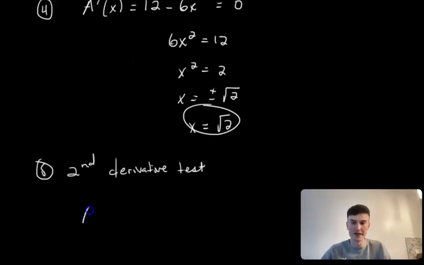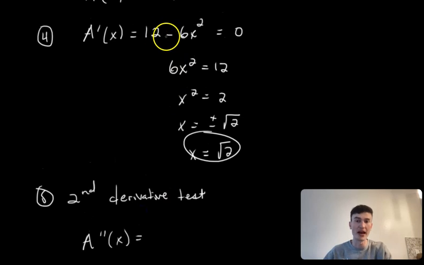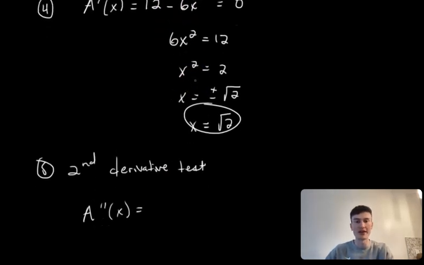So for our second derivative test, we need a double prime of x, which is, up here we have a prime of x is 12 minus 6x squared. So a double prime would be negative 12x.